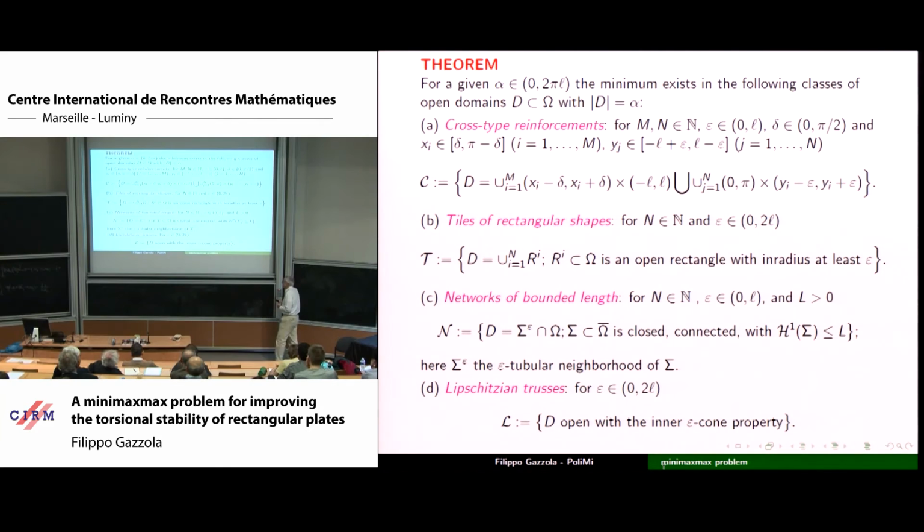We take them with the epsilon cone property. By this, we mean that we have a minimal amplitude, but also a minimal radius. So these are basically small triangles that you put inside on the boundary, and they have to fit inside. So for D in any one of these classes, we know that there exists a minimizer.